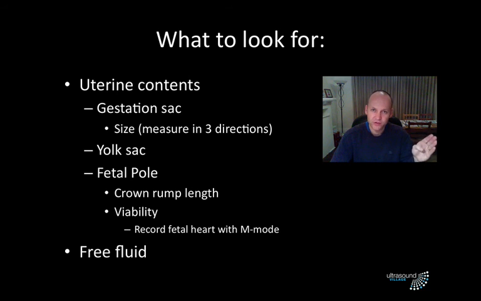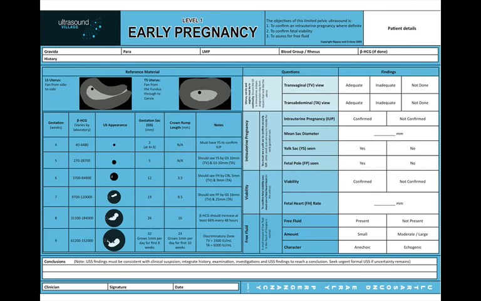The last thing you need to look for with level 1 ultrasound is free fluid. And once again, our report takes us through these. Intrauterine pregnancy. Is there one? What's the mean sac diameter? Measuring those 3 dimensions and dividing by 3. Is there a yolk sac? Is there a fetal pole? Is it viable? What's the fetal heart rate? Is there free fluid? And if so, what's it like?